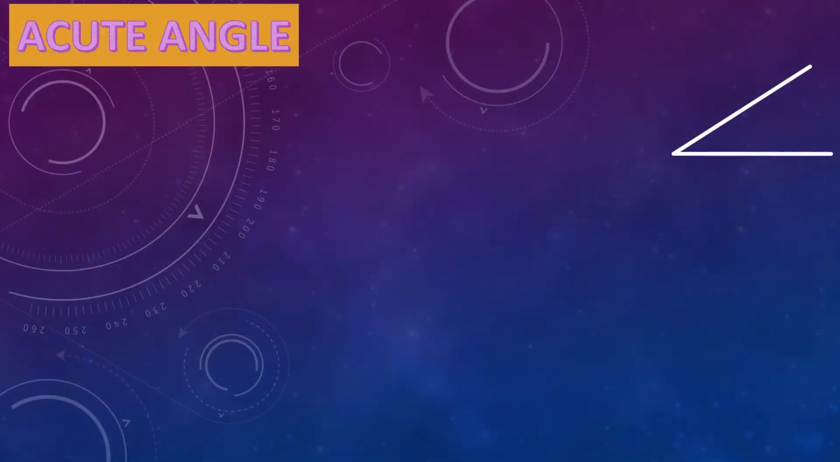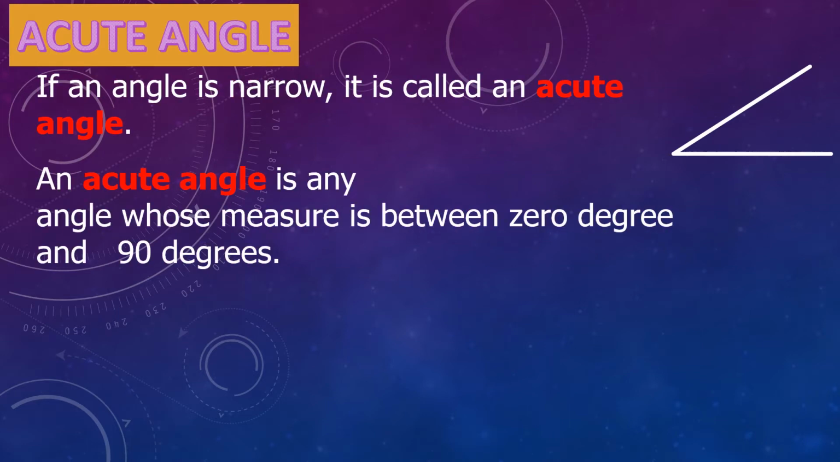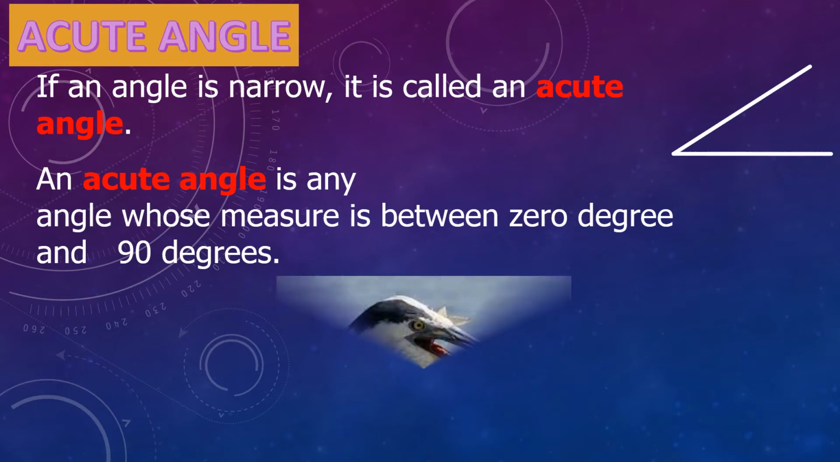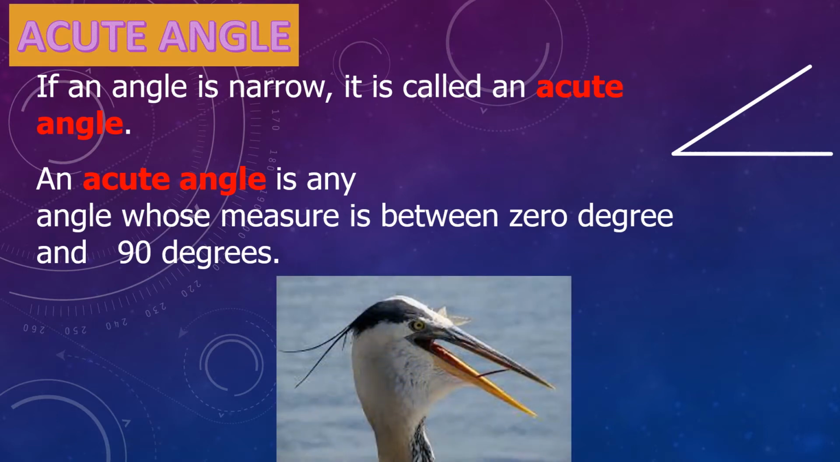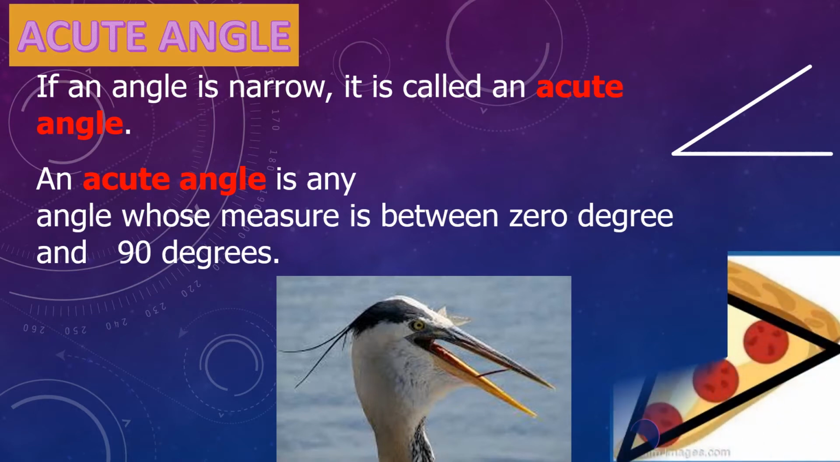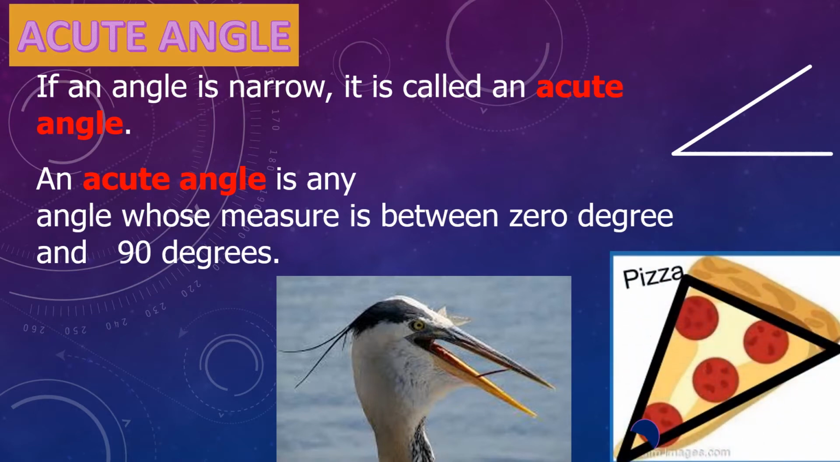Now you are watching a narrow angle. This angle can be called an acute angle. An acute angle is any angle whose measure is between 0 degrees and 90 degrees, which is less than a right angle. Look at the pictures where you can see acute angles.